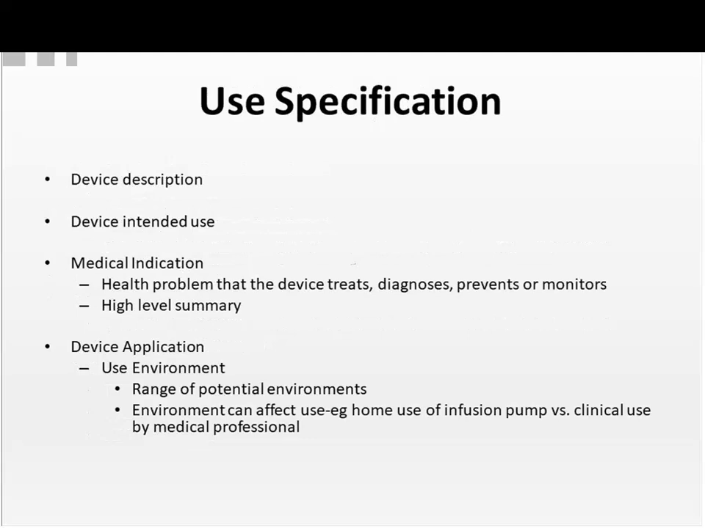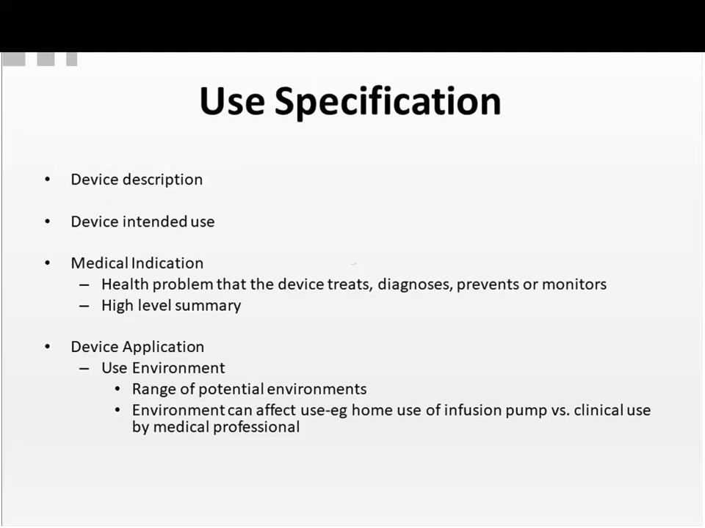The next document that we'll complete is the use specification. We start off with a description of the device, and a description of the intended use of the device, and then the medical indication, which is the health problem that the device treats, diagnoses, prevents, or monitors. Then the device application, its use environment, the range of the environments.